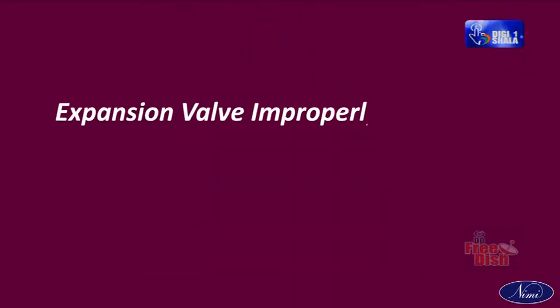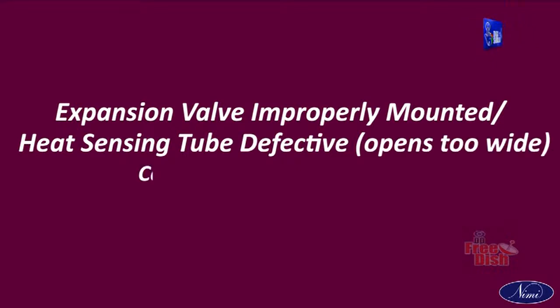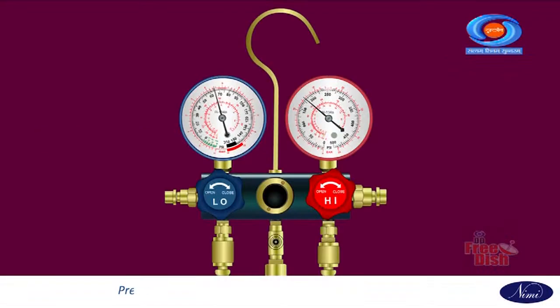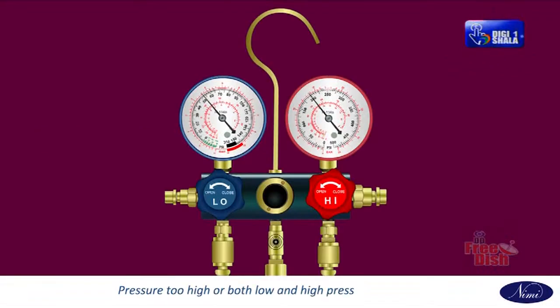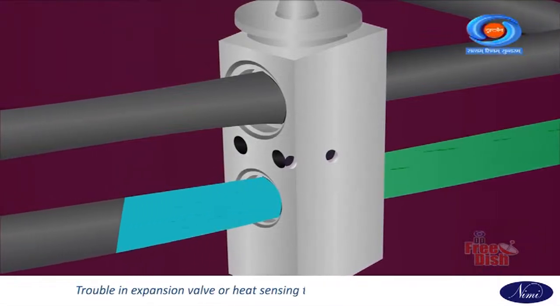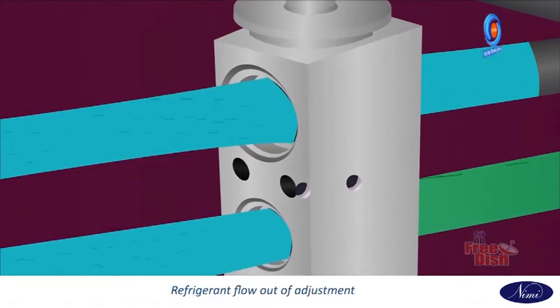Expansion valve improperly mounted or heat sensing tube defective. Opens too wide. Condition: insufficient cooling. Symptoms seen in the refrigeration system: pressure too high on both low and high pressure sides. Probable cause: trouble in the expansion valve or heat sensing tube not installed correctly. Refrigerant flow out of adjustment.